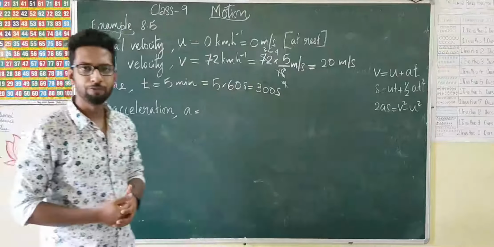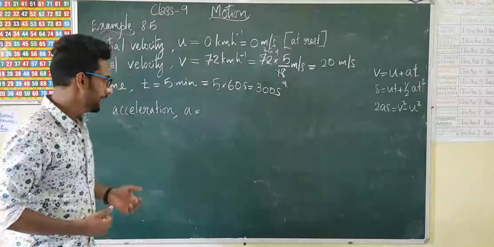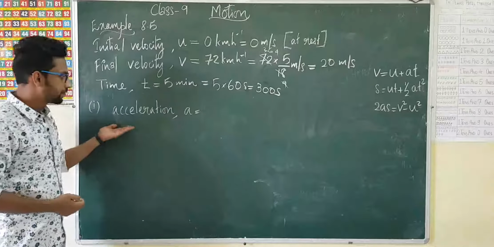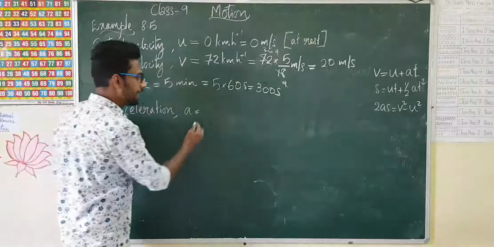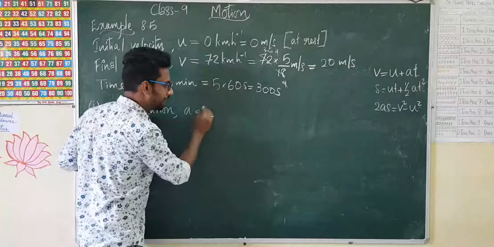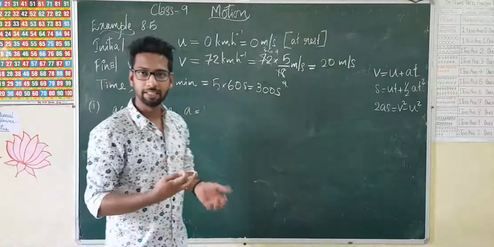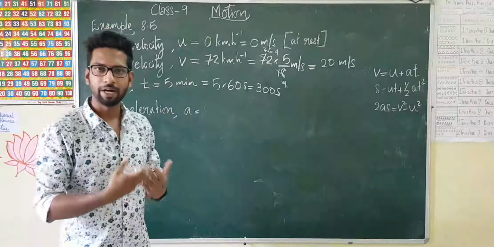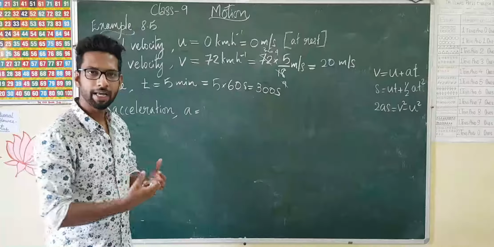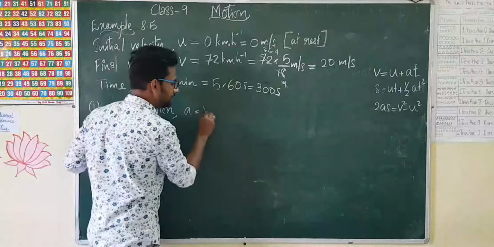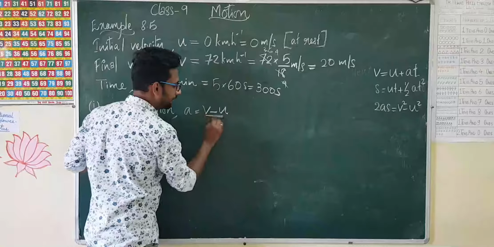Our first question is to find the acceleration of the train. So we can write the acceleration of the train by using the equation a equal to, what is the equation to find acceleration? Acceleration is the change in velocity divided by time. So final velocity minus initial velocity by time: a equals v minus u divided by t.